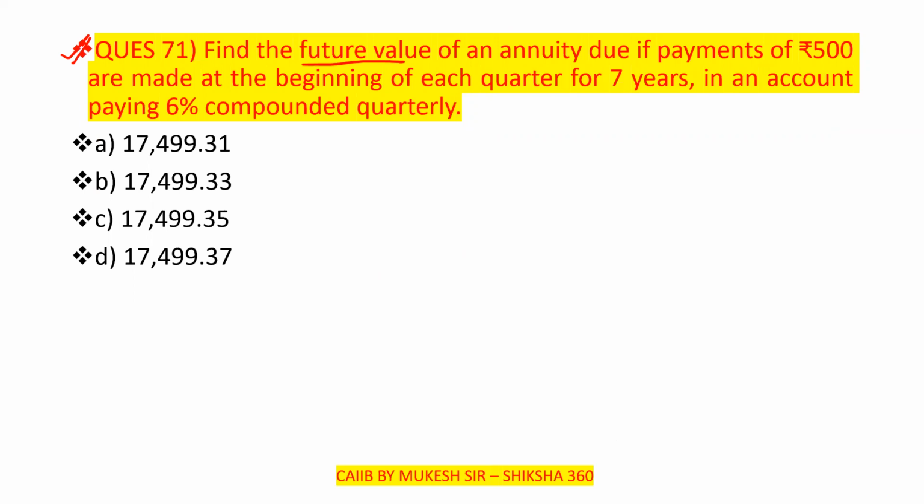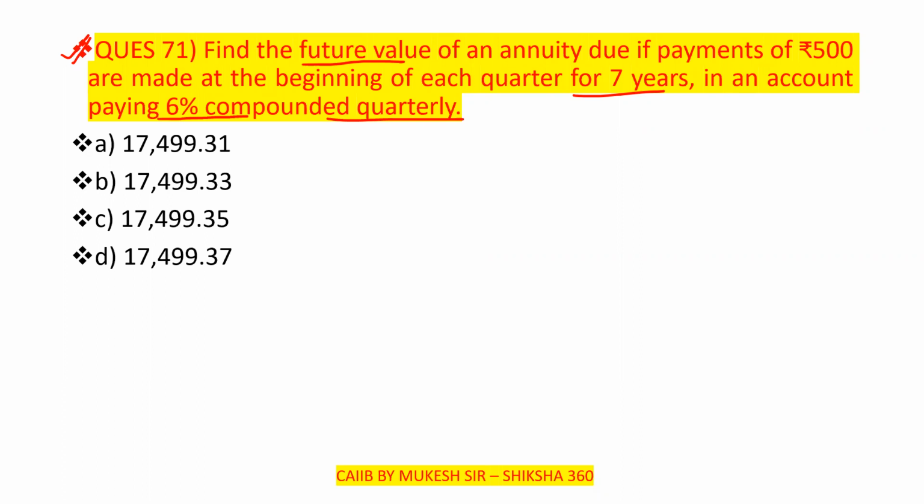If payments of rupees 500 are made at the beginning of each quarter for 7 years in an account paying 6% compounded quarterly. So this is the question.